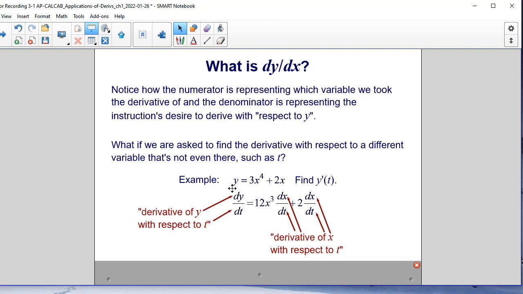So we have the derivative of y, which will be 1, dy/dt. Then we take the derivative of 3x to the fourth, which will be 12x cubed, in this case dx/dt. And then the derivative of 2x will be 2, and again I indicate dx/dt. The numerator indicates which variable you're differentiating, and then the denominator indicates how to derive with respect to, in this case, t.